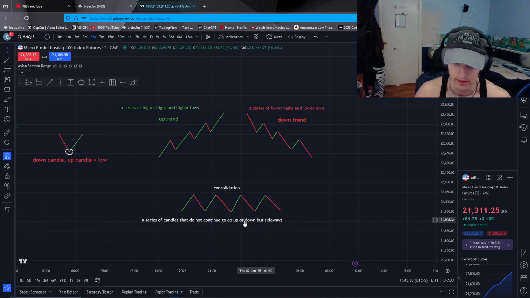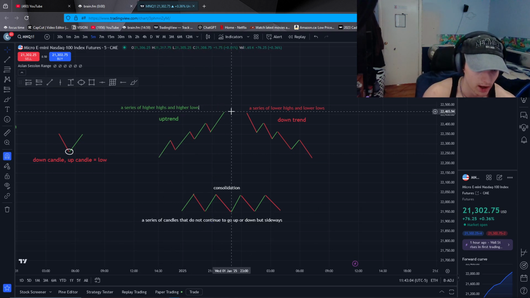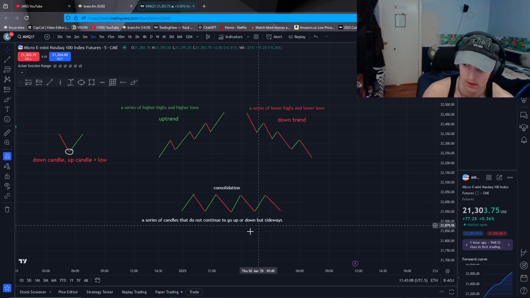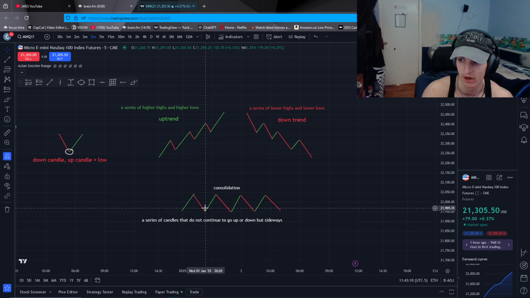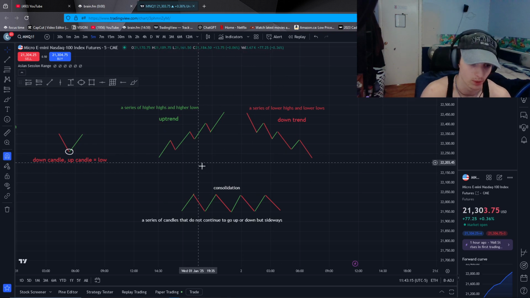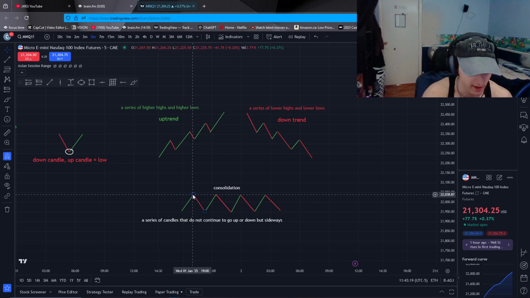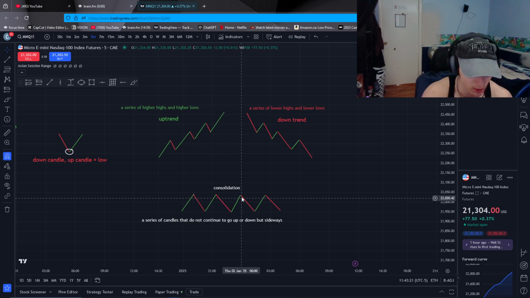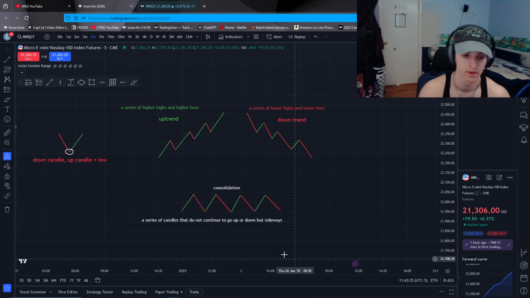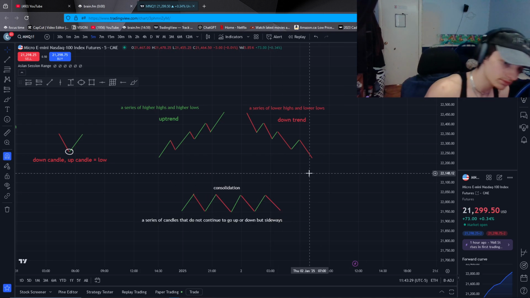Now we have consolidation, a series of candles that do not continue to go up or down, but sideways. So this pretty much just means the market doesn't really know where it wants to go. So instead of going in an uptrend or a downtrend, it goes sideways. You can see we have a high, low, high, low, high, low, high, and so on and so forth. Then eventually it'll break out because it can't just go one way forever.